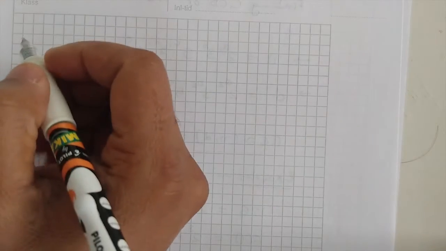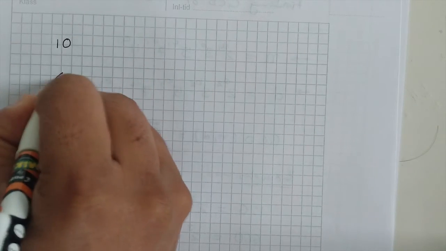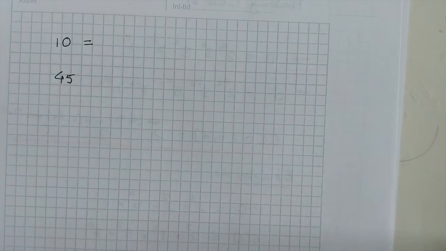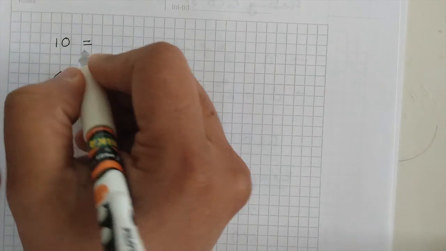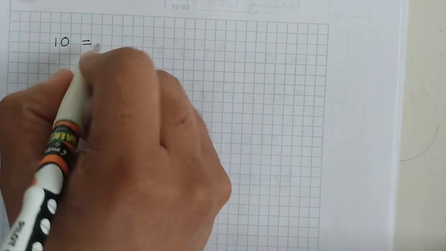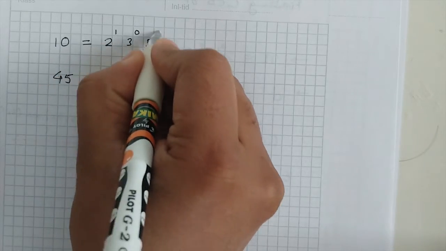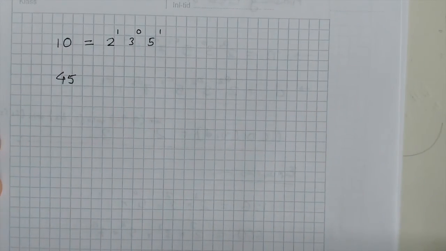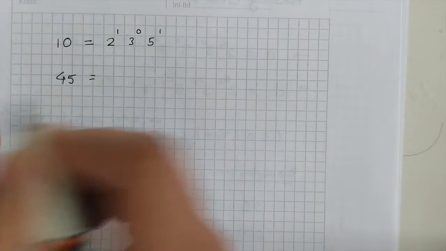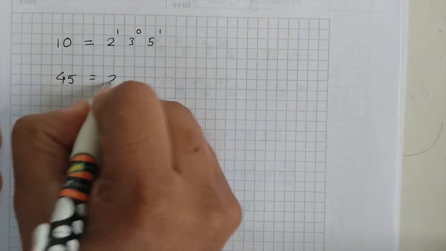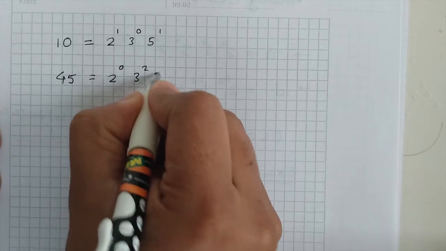Let us take another quick example. Say one number is 10, the other number is 45. If we do the prime factorization of 10, we get 10 is actually 2 times 5. So we can write it as 2 power 1, 3 power 0, 5 power 1. And for 45, 45 is 9 times 5, and 9 can be broken down again as 3 times 3. So for 45 we will write 2 power 0, 3 power 2, 5 power 1.